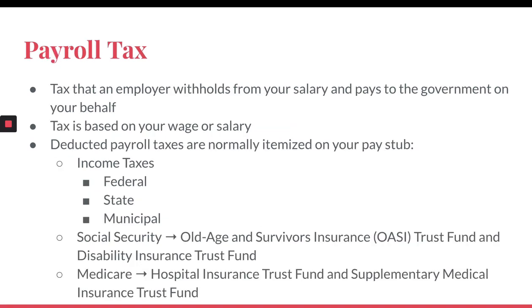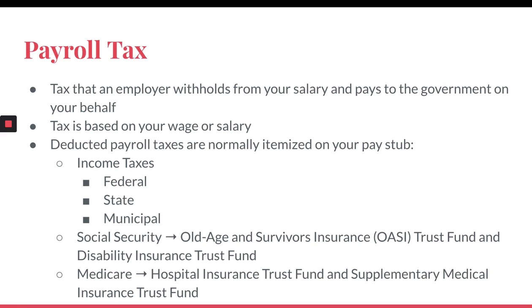So next is payroll tax. That's a tax that an employer withholds from your salary and pays to the government on your behalf. We often see this on our paychecks and we're like, wait, what? This tax is based on your wage or your salary, and deducted payroll taxes are normally itemized on your pay stub. So if you see it on your pay stub and you're wondering what this is, this is the explanation. It's your income taxes, that's federal, state, or municipal, depending, right?